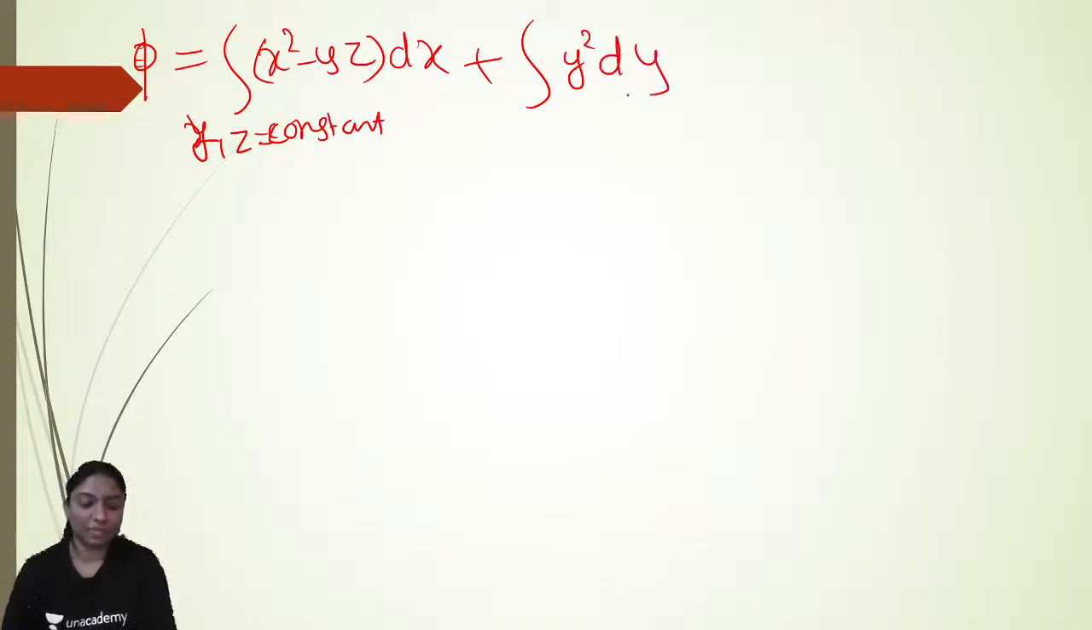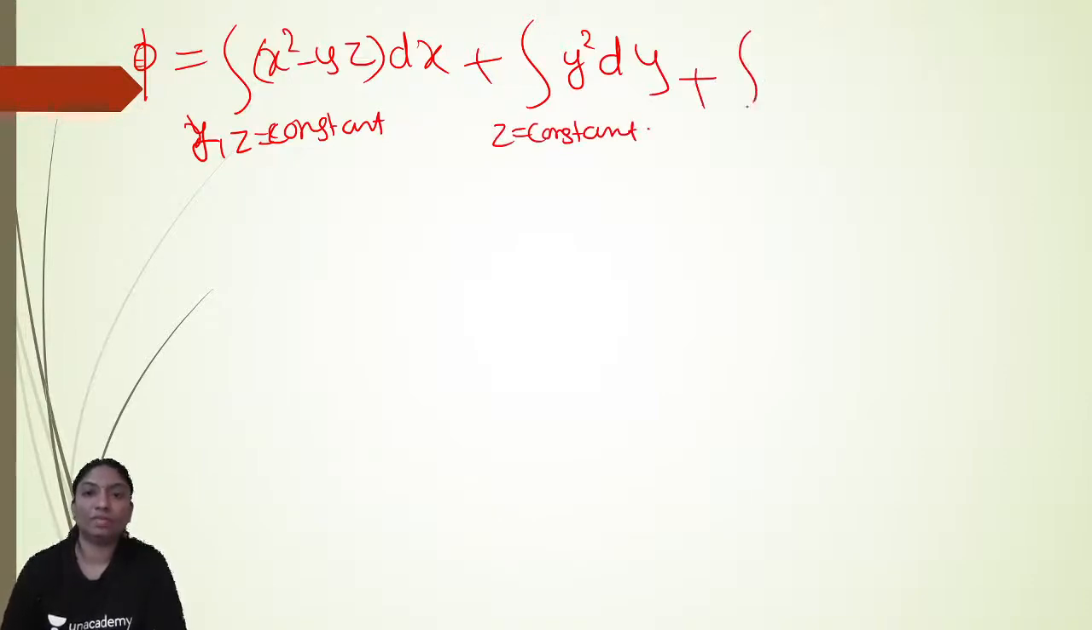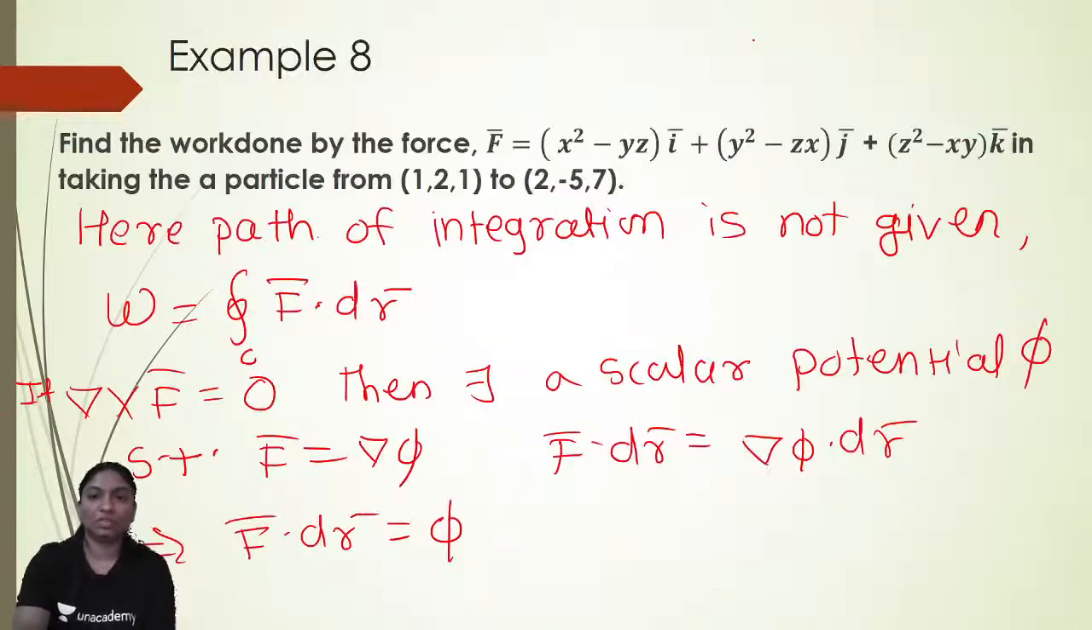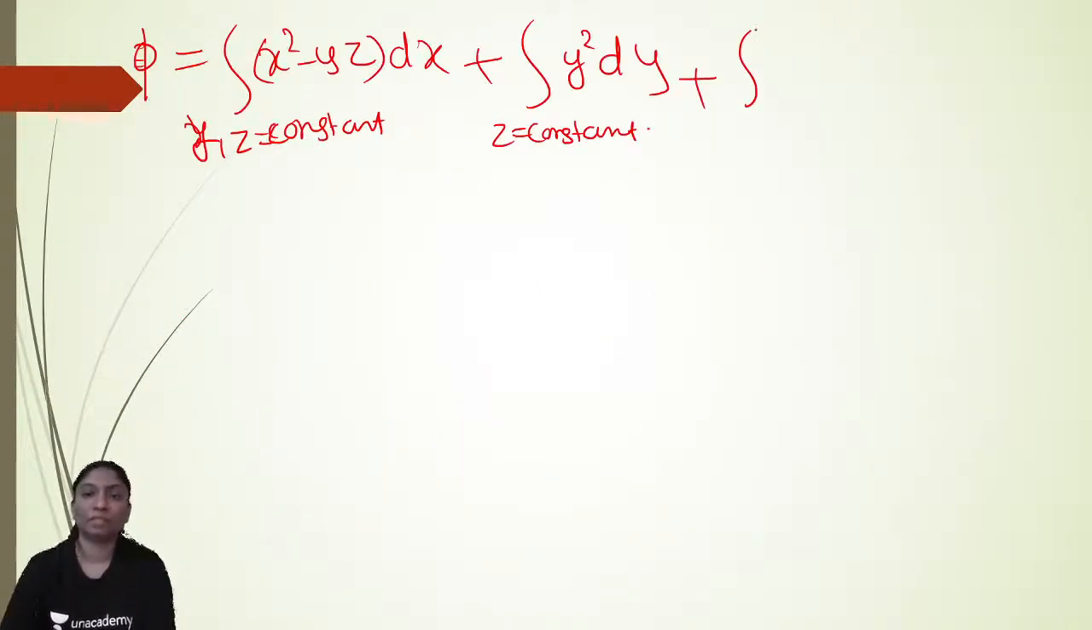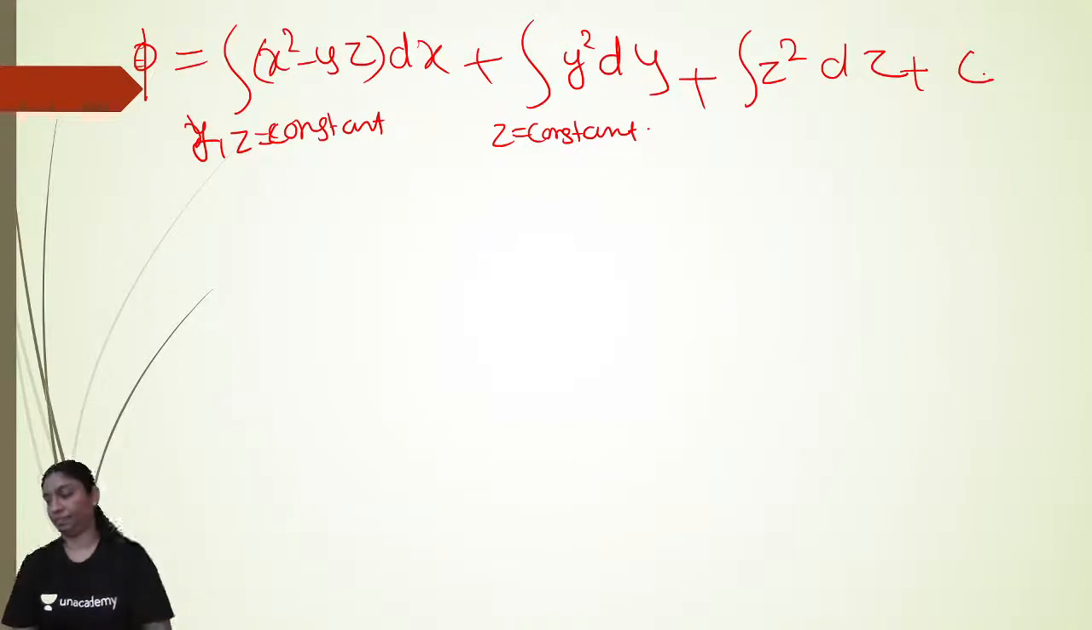Terms of f2 which are free from x, that is y square dy, keeping z constant, plus terms of f3 which are free from x and y. Terms of f3 which are free from x and y, so z square minus xy. Free from x and y, so only z square dz, plus c. I hope you are clear here up to this step.